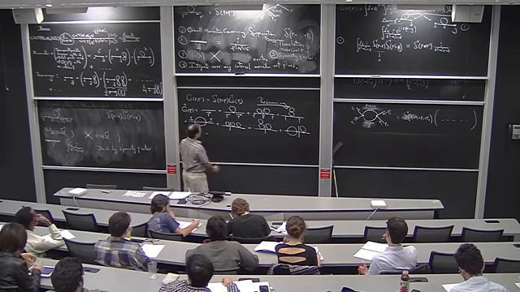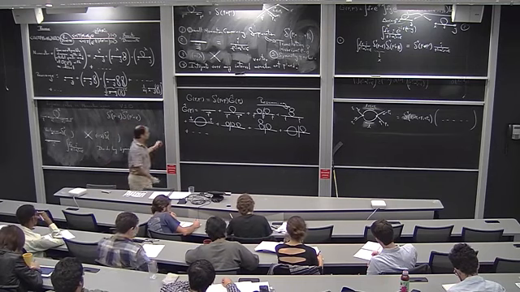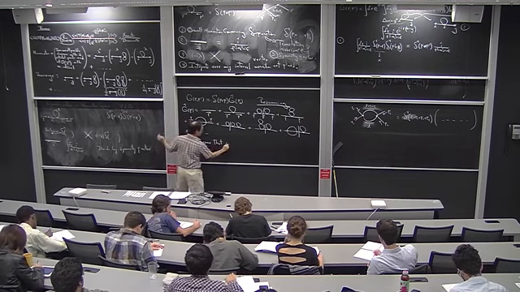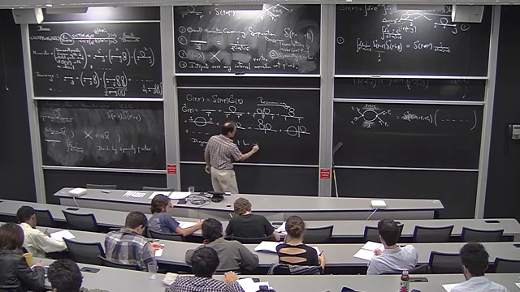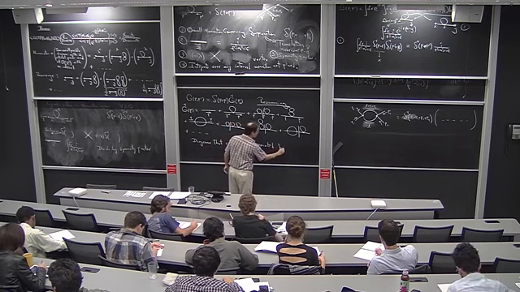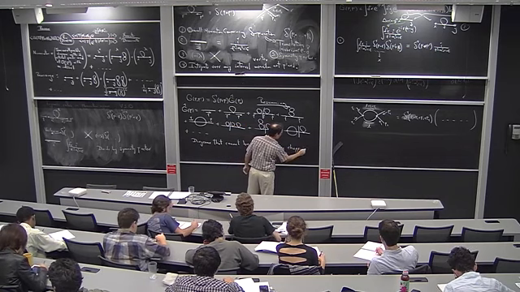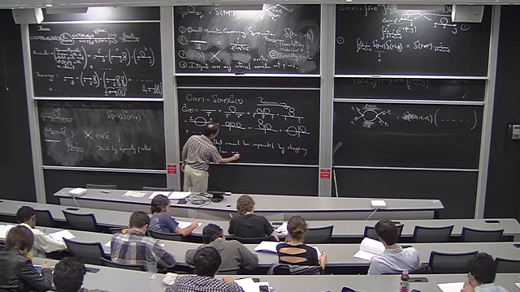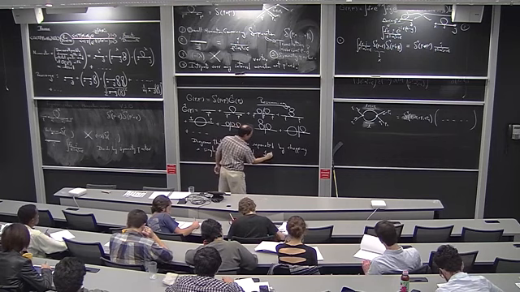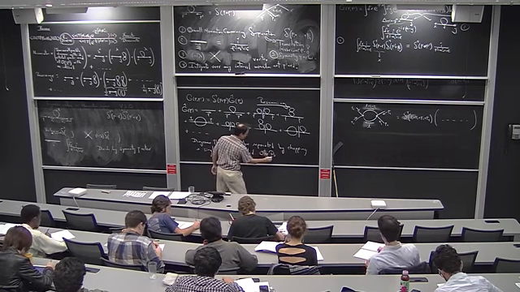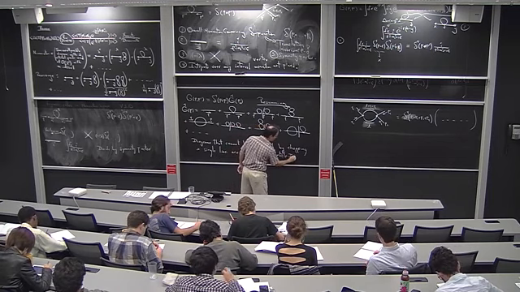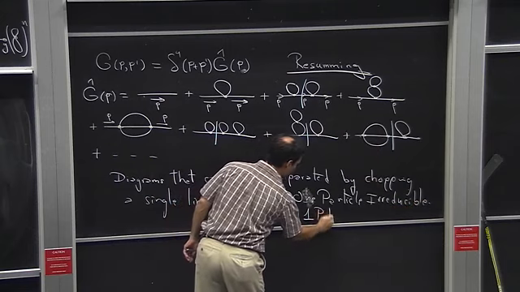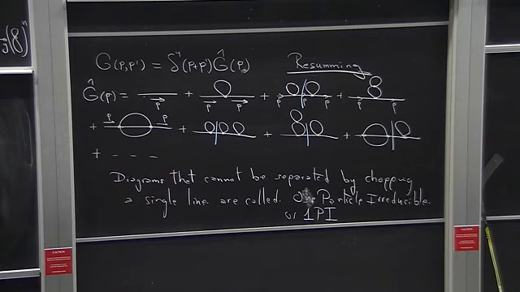So people like to call the diagrams that cannot be separated by chopping a single line one particle irreducible, or 1PI. Very appropriate, huh? What about the first one?